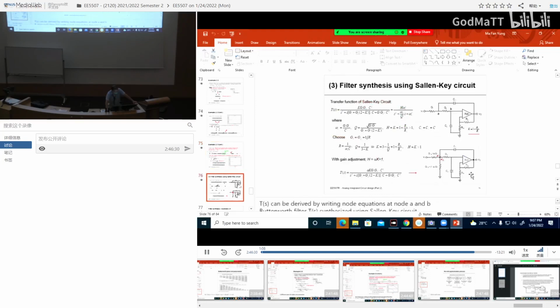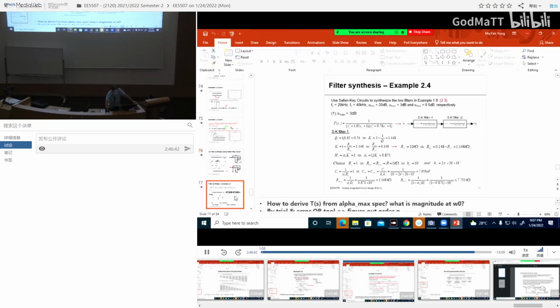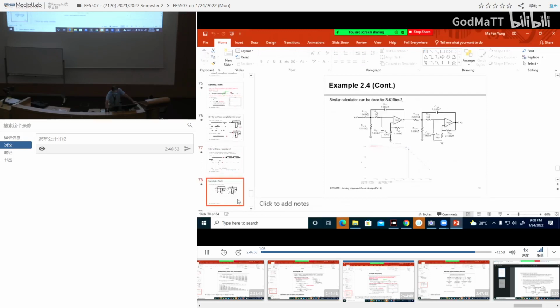Because we know that in the Sallen-Key we can implement S square. So if we plug in the Sallen-Key, plug in all the values, we can choose, once again, all these capacitor and resistor values. So this will be the final circuit. And you do MATLAB, this will be the magnitude transfer function.